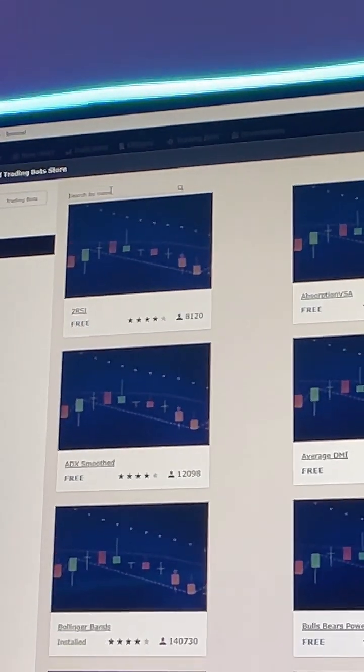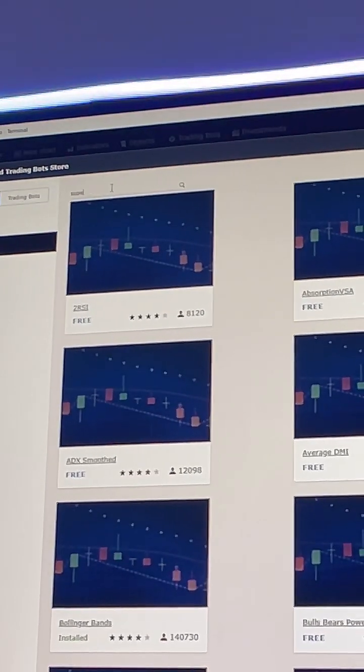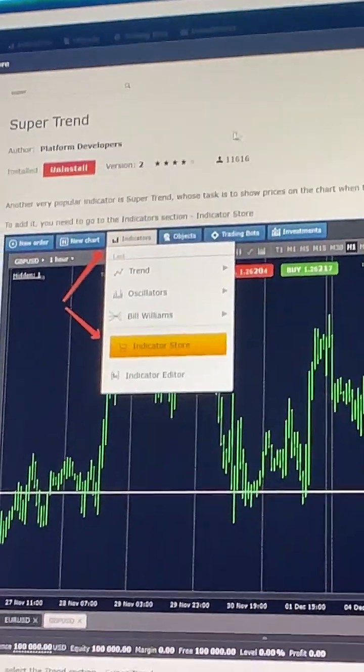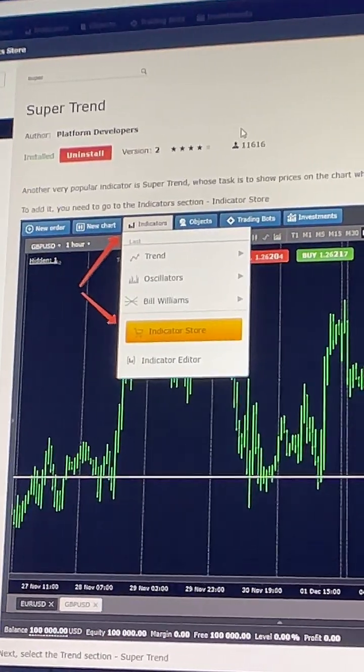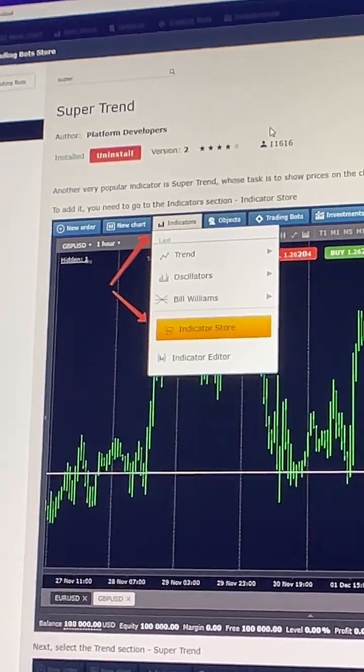Now the main indicator that I'm using is called the Super Trend. So let's search right here for super. You can see, guys, there's 11,600 people using the Super Trend indicator on Abato.